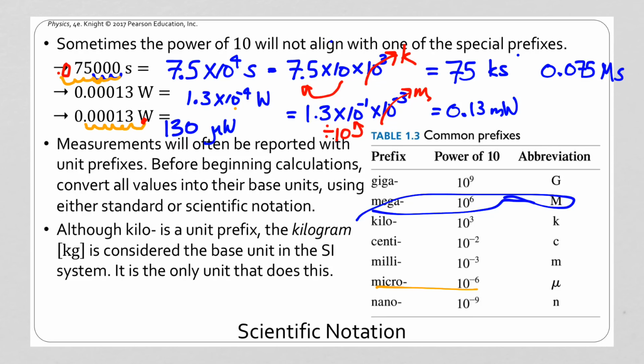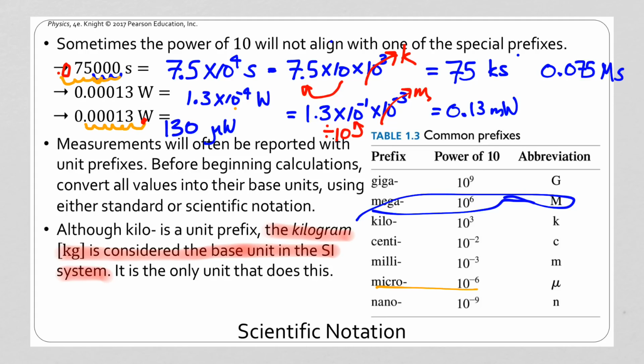A couple special cases here. These unit prefixes are always built on top of the standard units. So we've talked about standard units of meters and seconds. And so we would tack these on top of those standard units. We've seen watts are units for power. We've seen joules are units for energy. We can tack these prefixes on top of those as well. One special case is the kilogram. The kilogram is considered the base unit in the SI system, even though kilo means that a kilogram is already 1,000 grams. And so that's one thing that can be kind of confusing, but keep that in mind.